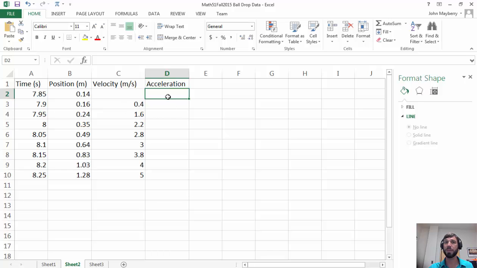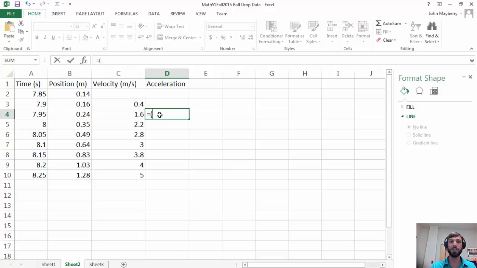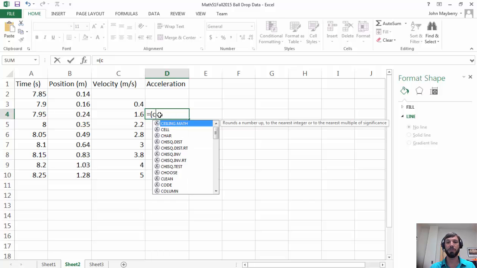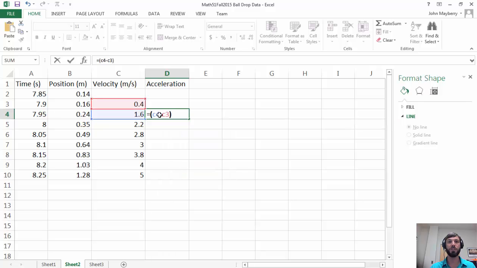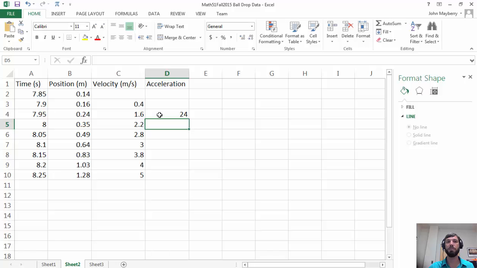So for example, if I wanted to compute the average acceleration over this first 0.05 interval right here, I would have to subtract the velocity measurements. Let me do it with cell references so that we can maintain our relative referencing structure here, and divide that by, again, the change in time.